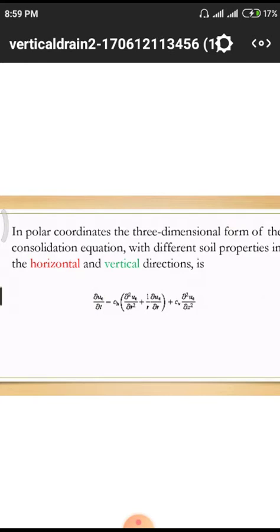This is the formula for collection of the water and movement of water in the polar coordinate system. Why? Because we are using the radius, meaning in the radial direction the total water will be collecting, so we are using polar coordinates, r comma theta. Dou u by dou t, that means with respect to time, equals CB into dou square u by dou r square plus 1 by r into dou u by dou r plus CB into dou square u by dou theta square. With respect to horizontal and vertical direction in the form of radial direction, they are using polar coordinates.